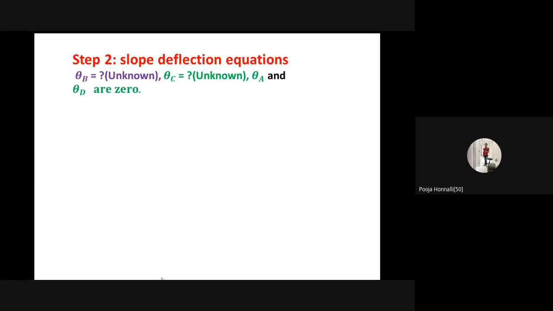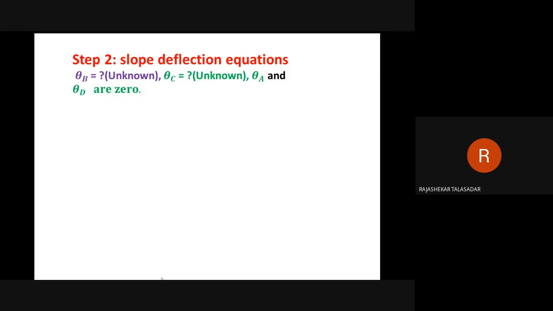Theta A and theta D. Yes, you know it. They are 0. That is why some value is there that is known. These theta A and theta D are called known rotations. Of course, their value is 0, whereas theta B and theta C are unknowns.